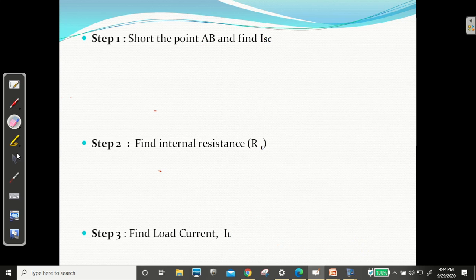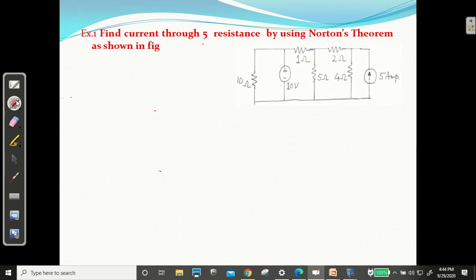Here I am solving one numerical. Find the current through the 5 ohm resistance, using Norton's theorem. I have already solved this problem using Thevenin's theorem. So what is the current through the 5 ohm?